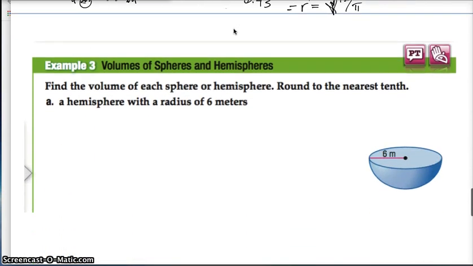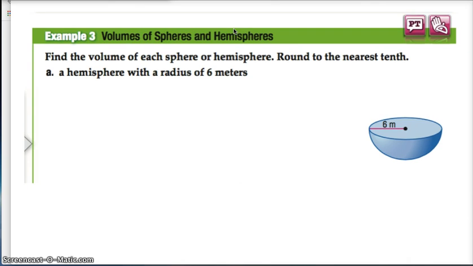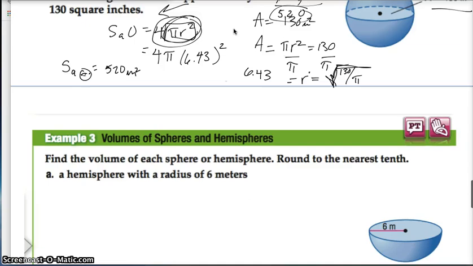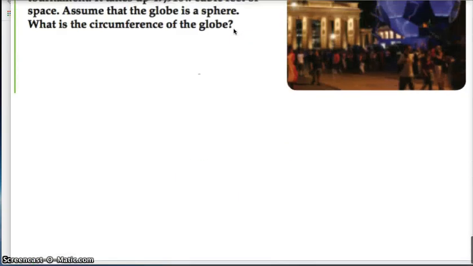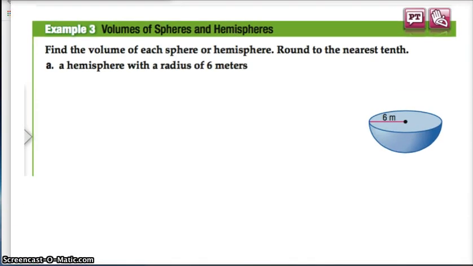Let's go ahead and look at example 3. We're going to find the volume of spheres and hemispheres, and so we need a formula for that, which I don't think I gave you. I did not give you a formula. I don't know why I didn't, I had it in the picture, but whatever. The formula for the volume of a sphere is 4/3 pi r cubed.